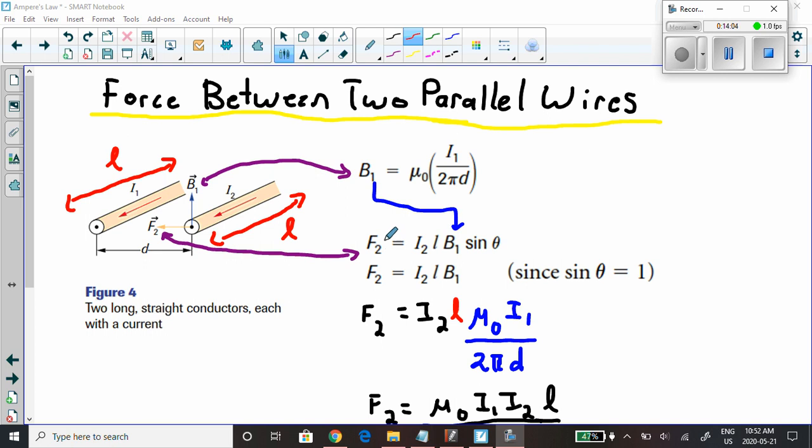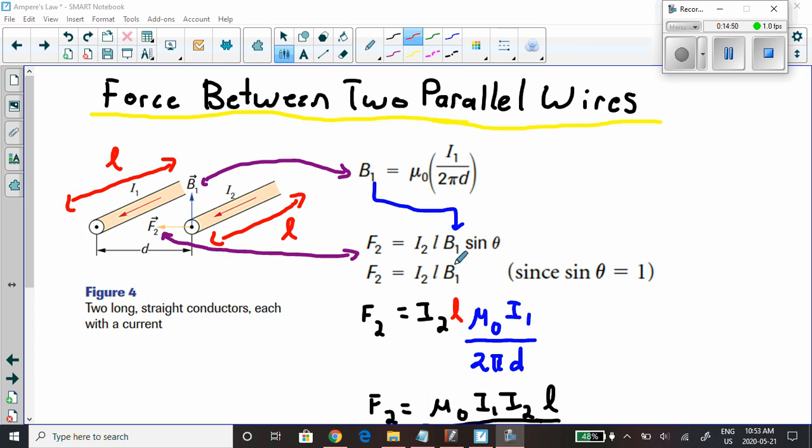Then we know how to find the force on a wire that is experiencing a magnetic field. It is I2, how much current is in that wire, times L, the length of that wire, times B1, the strength of the magnetic field this wire is experiencing, times the sine of the angle between the current and the magnetic field. Well, kids, the current is this way. See the red arrow? The magnetic field is up, right? That's the sine of 90. The sine of 90 is 1. So this just reduces to F2, the force on the second wire, is equal to the current in the second wire times the length of the second wire times the magnetic field from the first wire.